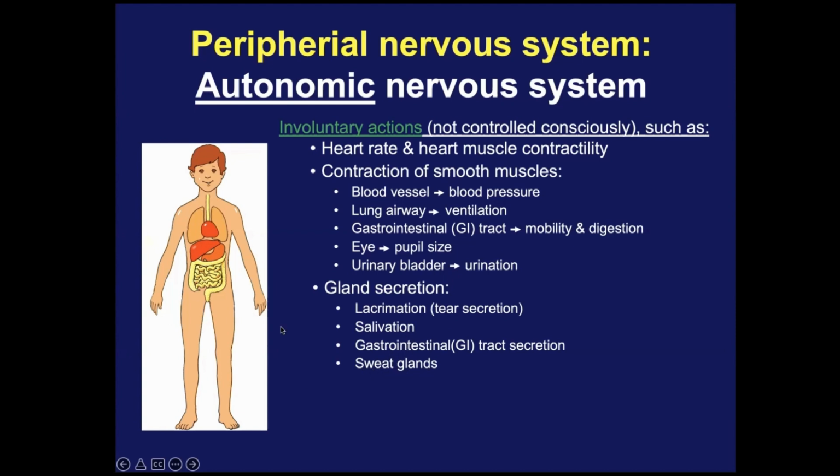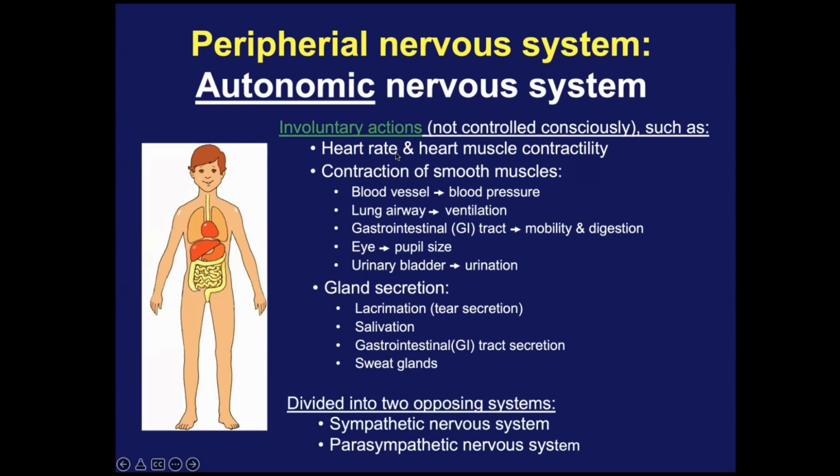The sweat glands on the skin are also controlled by the autonomic nervous system, and they regulate the body temperature. These are some examples of the functions controlled by this autonomic nervous system in the body. This system is further divided into two opposing systems. The first is the sympathetic nervous system, and the second is the parasympathetic nervous system.